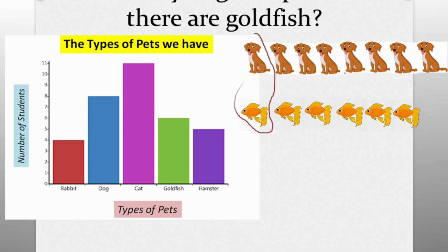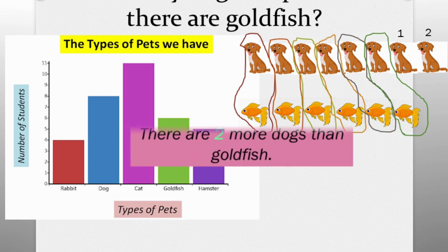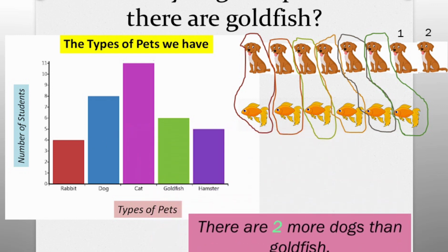So we have one group here, another here, here again. And if you realize, we have no more goldfish to match the dogs to. But there are some dogs remaining. So let's see how many more there are than the goldfish. One, two dogs. So we have no more goldfish, but there are two dogs remaining. This will tell us that there are two more dogs than goldfish.